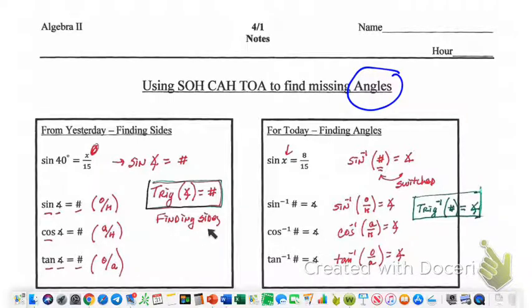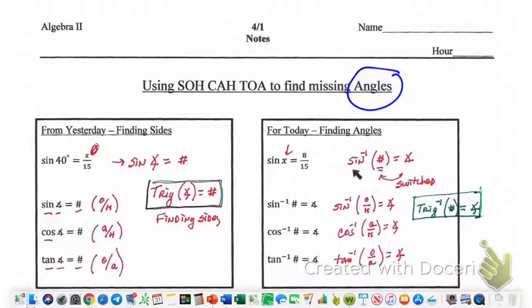And that's when we were finding sides. Today we're going to find angles. So that means your variable is going to be sitting in here. And I used an x here. We'll use theta again today, but I used an x in here. Now the question becomes, how do we free up this variable? How do we solve for it?